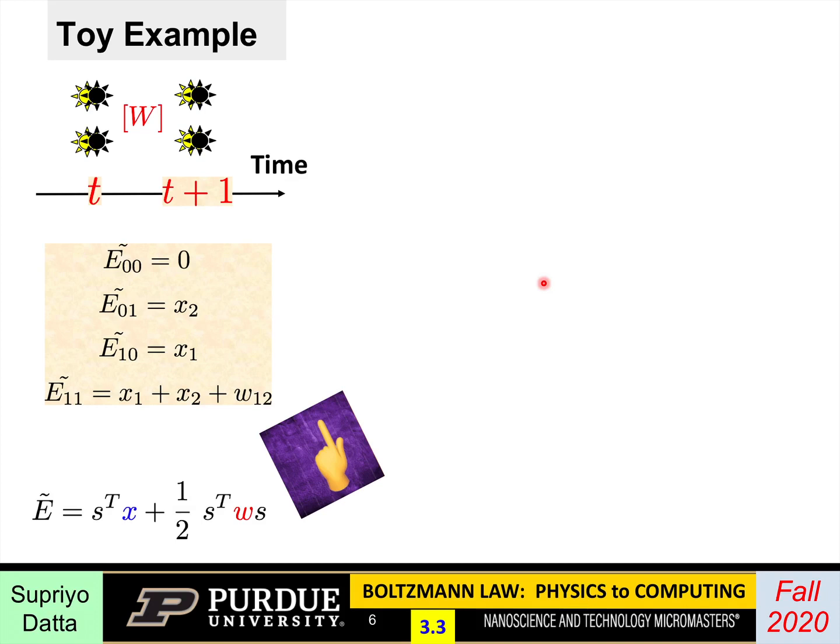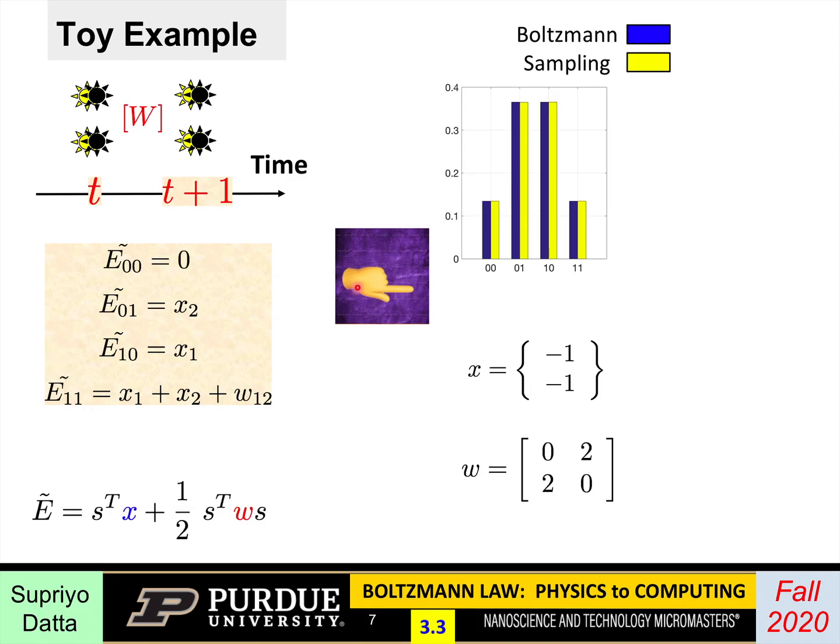Now, the toy example that we used in the last lecture is again 2 neurons. The energy is given in matrix form like so, and you can go ahead and write down the energies for all 4 configurations: 0, 0, 0, 1, 1, 0, and 1, 1. Now, using this, if you want to calculate the histogram, the probabilities of these different states, you'll get something looking like this. And you could use the Boltzmann method, or you could use the sampling method that we talked about earlier, and they match very well.